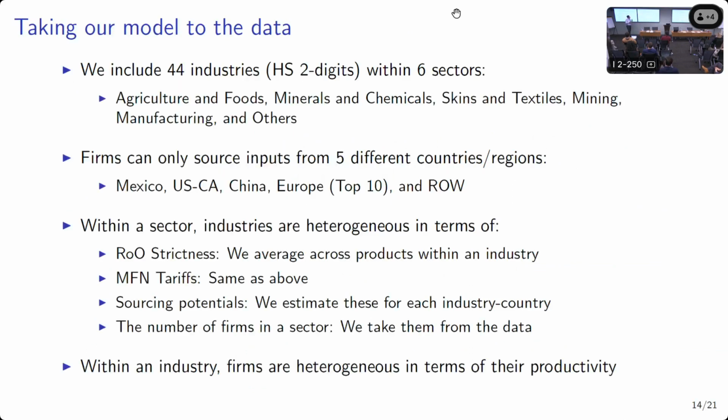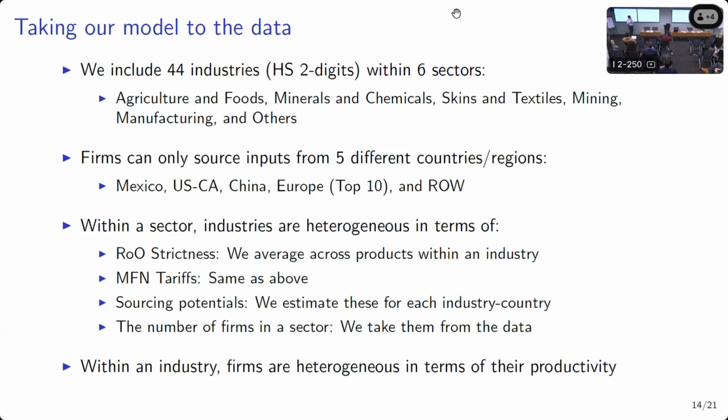Okay, to quantify the model, we basically include 44 industries. These are HS2 digits, within these broadly defined 6 sectors: agriculture, minerals, skins, mining, manufacturing, and others. Okay? I'm assuming that Mexican firms can only source from 5 different regions: Mexico, the domestic country, US, Canada, China, Europe, and the rest of the world. Okay? This is also for computational convenience.